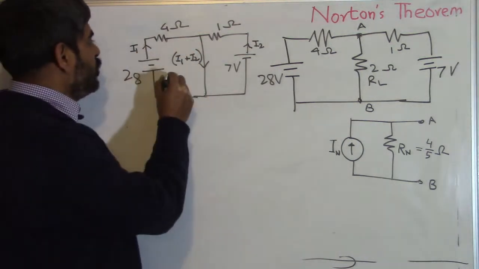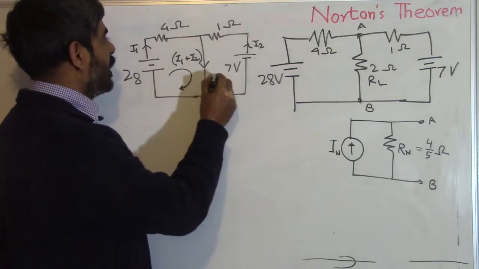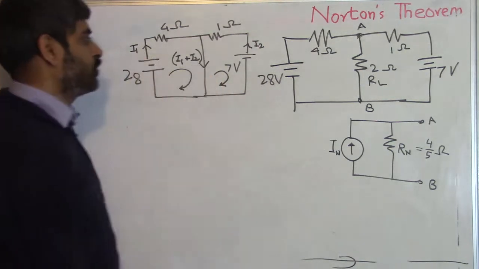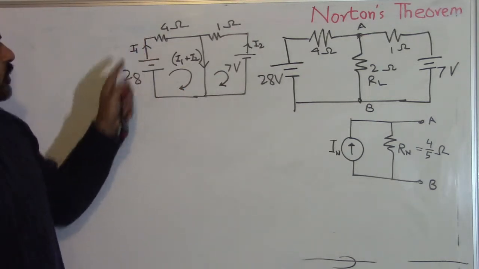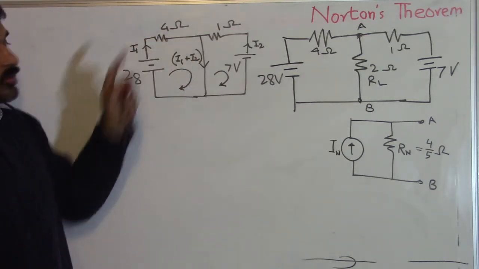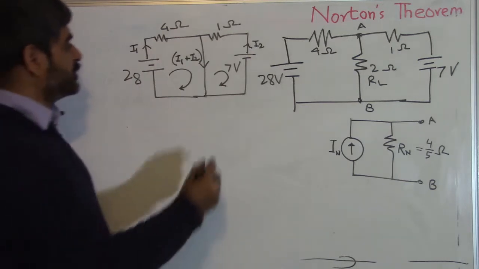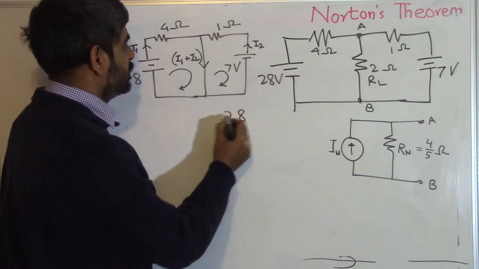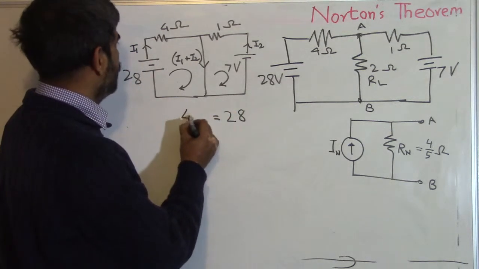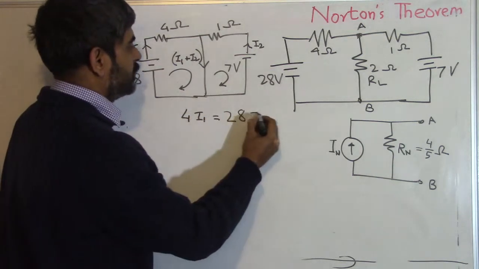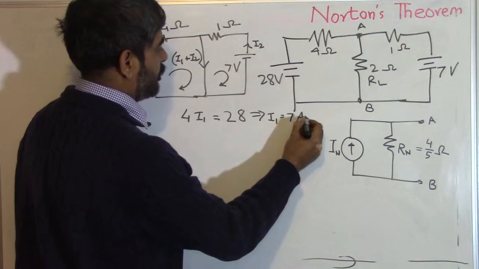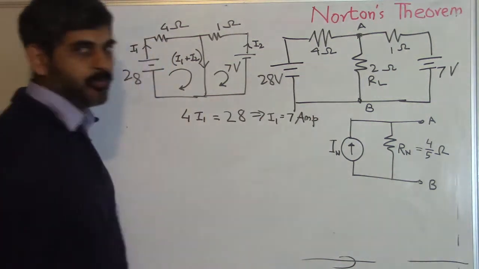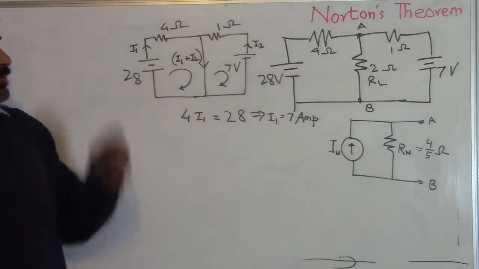Now we have two loops. One is this loop, another is this loop. In this loop, this 28 volt is trying to make the current flow through this. So we have the resistance: 28 is equal to 4 into I1. This gives I1 equal to 7 amp. This is our first value of R.